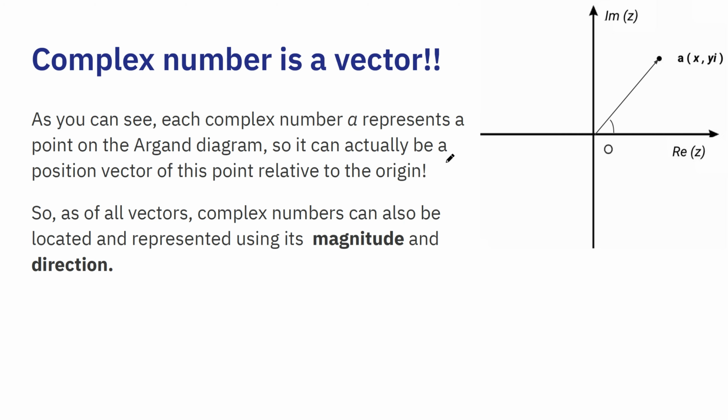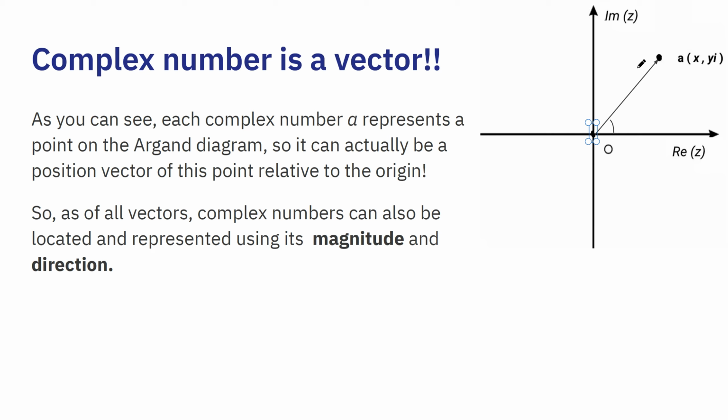Right, so complex numbers are actually vectors. So remember earlier in our vectors crash course, we talked about how vectors are basically a set of instructions for directions to travel. So as you can see, each complex number actually represents a point on this Argand diagram, and it is a positional vector with respect to the origin. So we are traveling from the origin to this point. So the complex number is actually this vector over here.